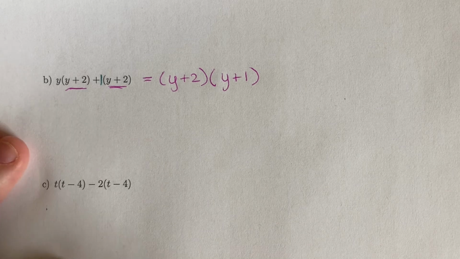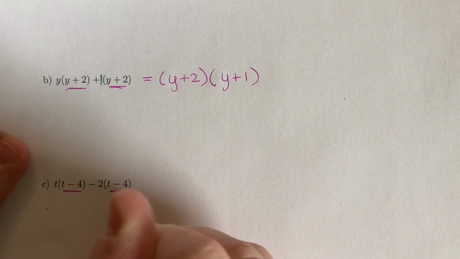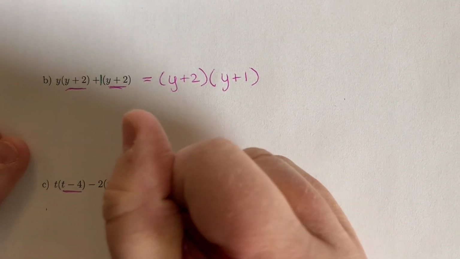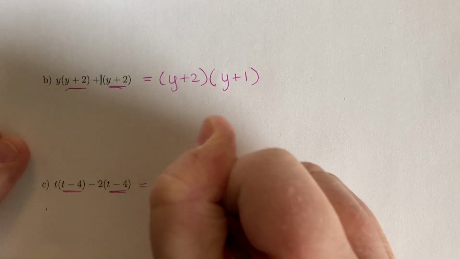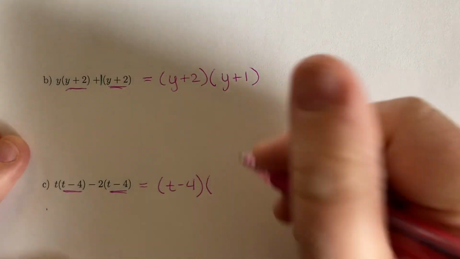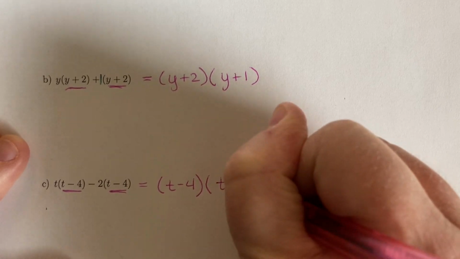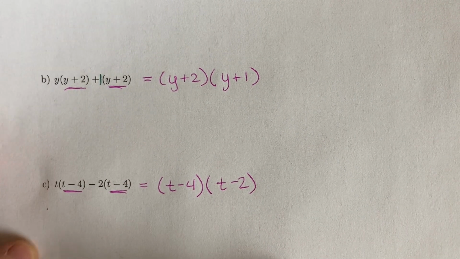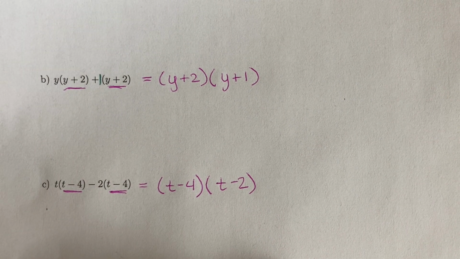Let's try this last one. So first we check the parentheses match. Awesome. So it's those parentheses we can factor out. And then what's left is t minus 2. So this is what the last step of factoring by grouping will look like.